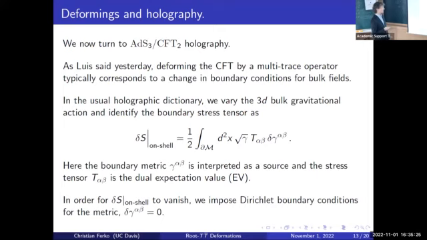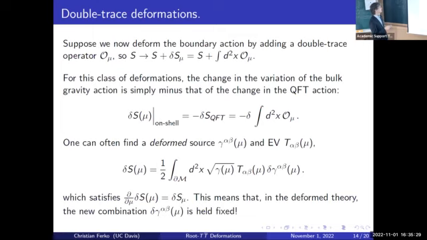Then you could say, well, I'd now like to deform this story by adding some operator to the CFT. So you take the boundary action and send S to S plus delta S, where now again, mu is the deformation parameter, not the spacetime index. So we deform by some integral of some operator. On this slide, I'll do the double trace case. So in this case, we assume O mu is double trace, which means it's the square of the operator, which is dual to some fundamental field in the gravity theory, for instance, the metric.